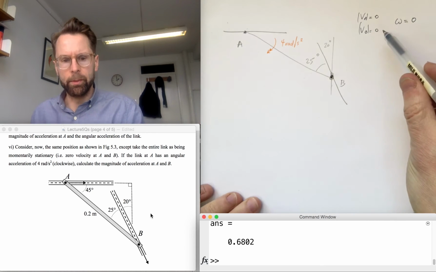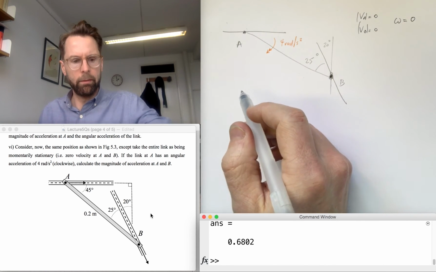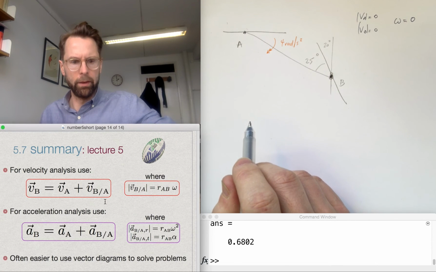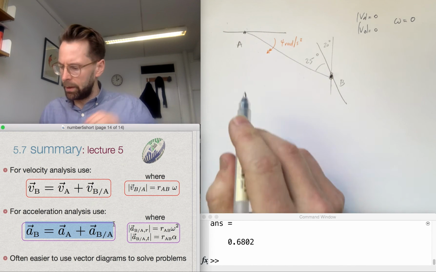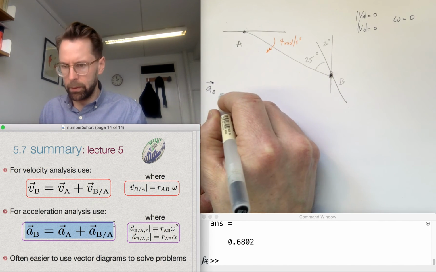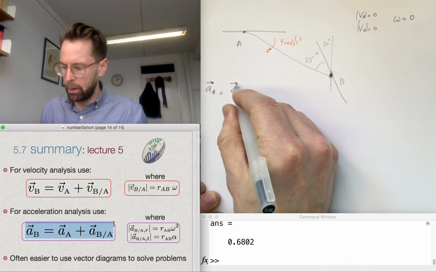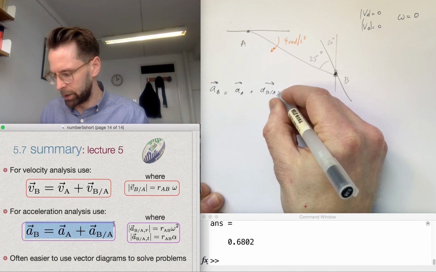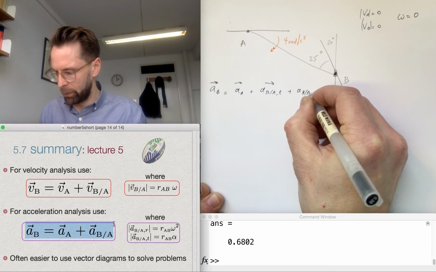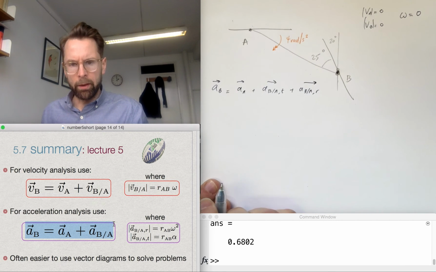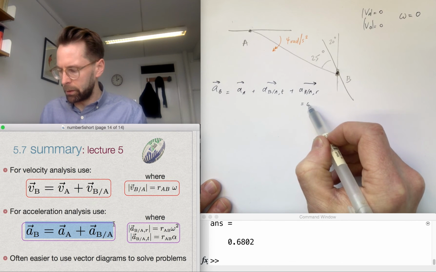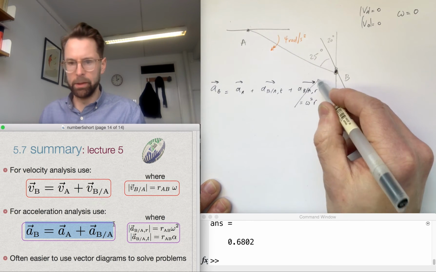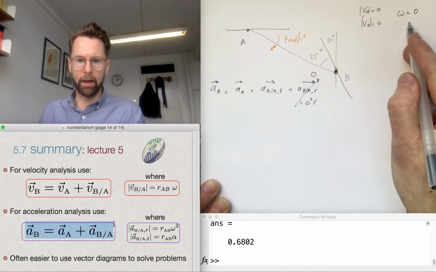So then, what we're going to be doing is using from the lecture again that we're going to formulate this expression. So the acceleration of B equals the acceleration of A plus the acceleration of B relative to A, and I'll write it in component forms. We've got the tangential component plus the radial component. But the radial component, if you remember, the magnitude of that is omega squared r. So that's going to be 0 because our angular velocity is 0.